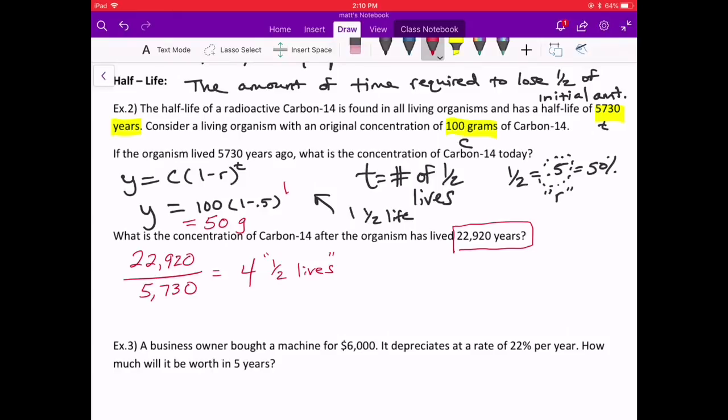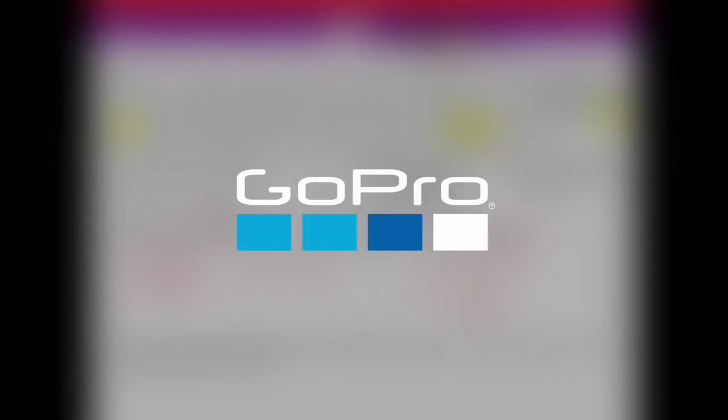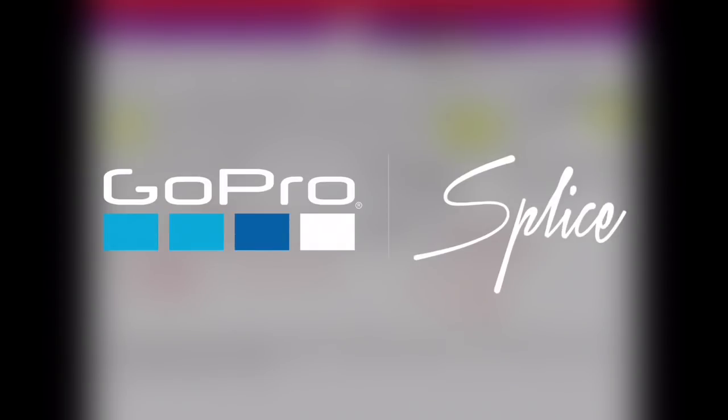So my model for this problem will be y equals the initial amount of 100 grams, and then 0.5 for my rate, because 1 minus 0.5 is 0.5. And then my T value is 4, because that's 4 half-lives. Now I go to put that in my calculator, 100 times 0.5 to the 4th power, and I get 6.25 grams. So after that many years, or 4 half-lives, I've been cut in half and cut in half and cut in half, I'm down to 6.25.